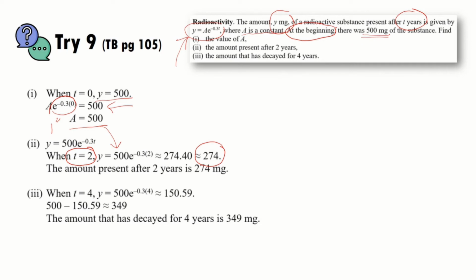Lastly, in part 3, we want to find the amount that has decayed for 4 years. So when t is equal to 4, we will find that the value of y is 150.59. I'd like to bring to your attention that in the question itself, it says that y milligrams is the radioactive substance present after t years. So the amount that has decayed for 4 years is 500, which is the amount at the start, minus what is there in the present, and we will get 349. We need to pay careful attention to the wording in the question.